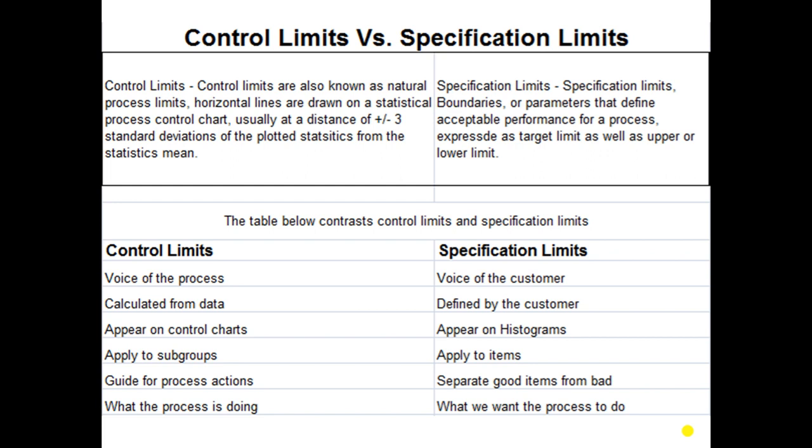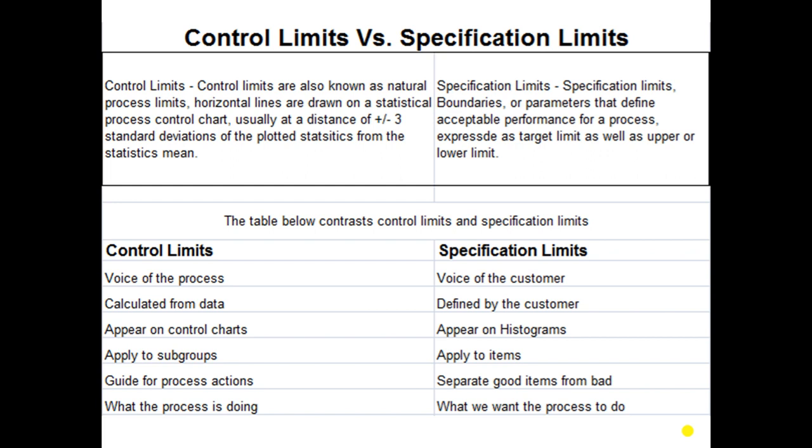Next is the specification limit. Specification limits are boundaries or parameters that define acceptable performance for a process, expressed as a target as well as upper or lower limits. The table below contrasts the control limits and specification limits. How are control limits created? Control limits are based on the voice of the process, calculated from the data, appear on control charts, apply to subgroups, and guide process actions. What the process is doing can be determined by the control limits.